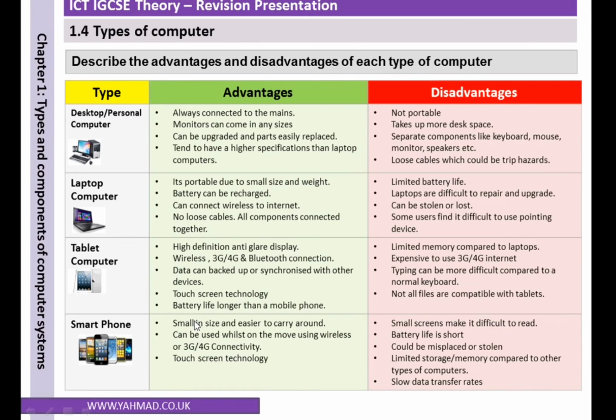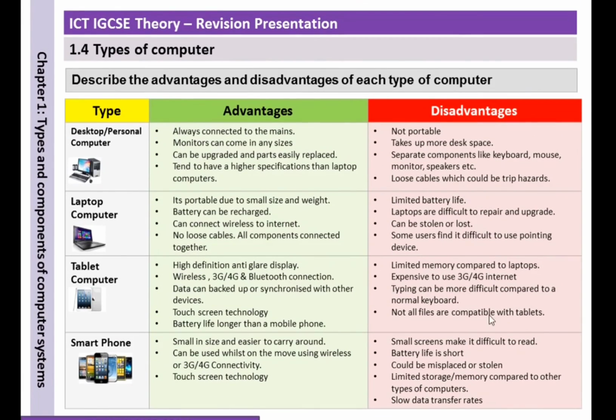So the smartphone is the most portable computer. It's small in size and easier to carry around. It can be used whilst on the move using wireless or 3G, 4G connectivity. Again it uses touchscreen technology. The disadvantage is the small screens make it difficult to read or to watch a movie or a video clip. Battery life is shorter compared to tablets. It could be misplaced or stolen. Limited storage memory compared to other types of computers. Slower data transfer rates as well. So each computer has its advantages and also each computer has its disadvantages.